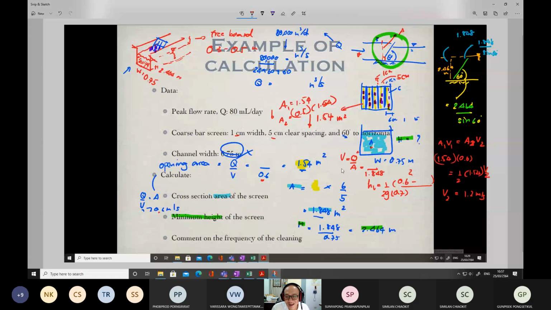And finally, you will find this one. The velocity is 0.5 meters per second. So if you take the flow rate divided by 1.848, you will get 0.5 for the velocity before entering the screens. So by taking these numbers, you will be able to find the initial loss.